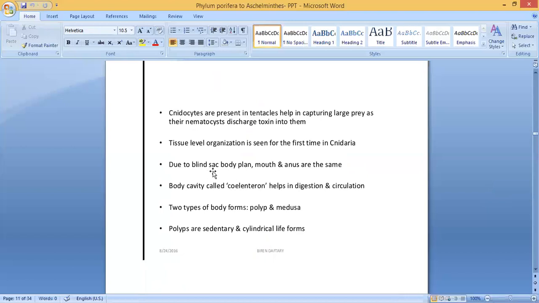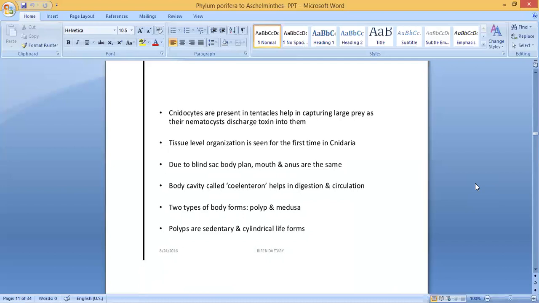So here, due to the blind sac body plan, the mouth and anus are the same. The body cavity is called coelenteron. The Porifera body cavity is called spongocoel. Here the body cavity is known as coelenteron. This group is called Cnidaria or coelenterates. Clear? This coelenteron, or body cavity, helps in digestion and also in circulation because they don't have any organ systems.